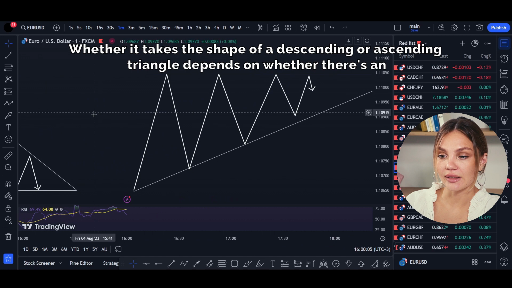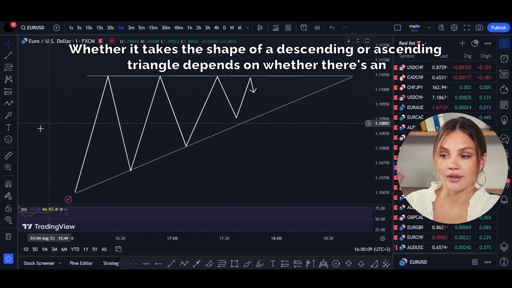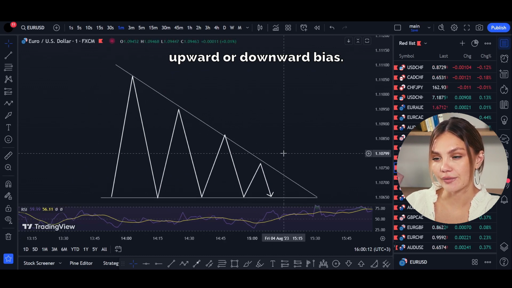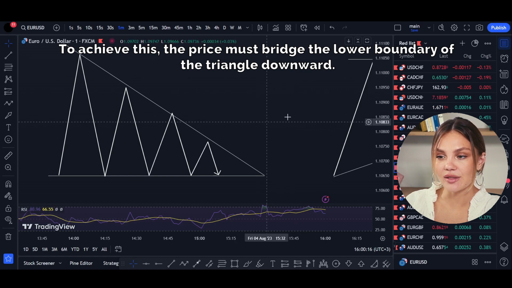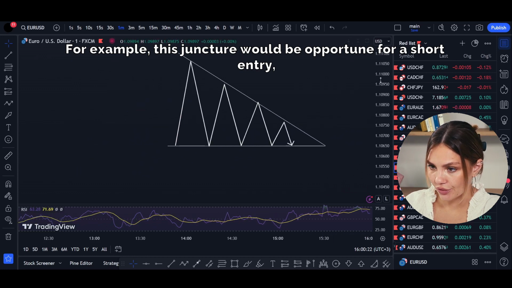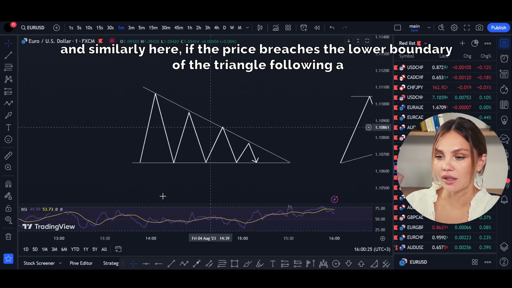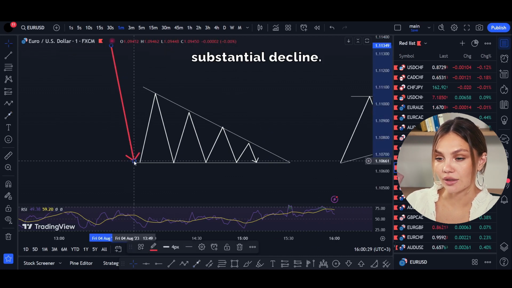lull. Whether it takes the shape of a descending or ascending triangle depends on whether there is an upward or a downward bias. They can be traded to the downside. To achieve this, the price must breach the lower boundary of the triangle downward. For example, this juncture would be opportune for a short entry, and similarly here, if the price breaches the lower boundary of the triangle following a substantial decline.